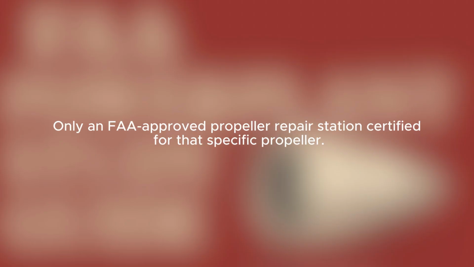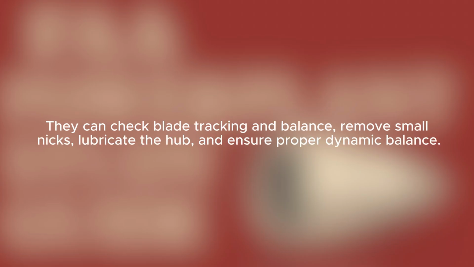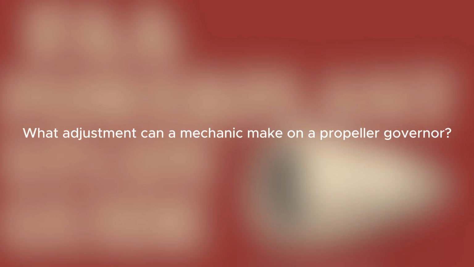Who can perform major repairs to a propeller? Only an FAA approved propeller repair station certified for that specific propeller. What checks can a power plant rated mechanic perform on a propeller? They can check blade tracking and balance, remove small nicks, lubricate the hub, and ensure proper dynamic balance. What adjustment can a mechanic make on a propeller governor? They can adjust the maximum RPM stop.